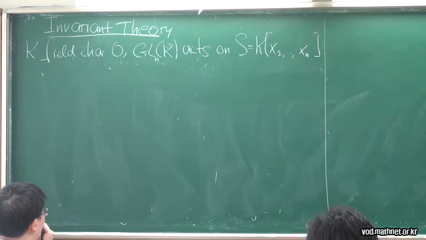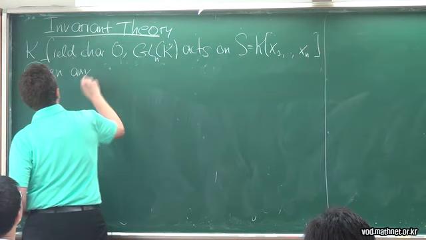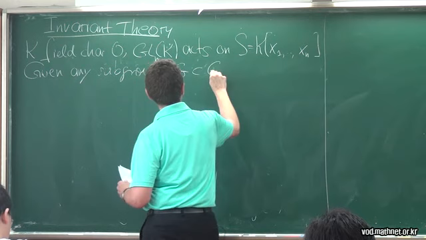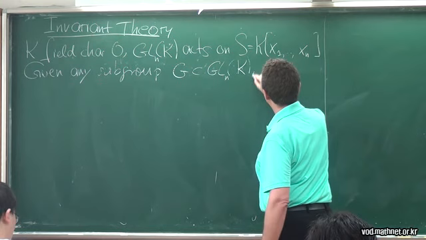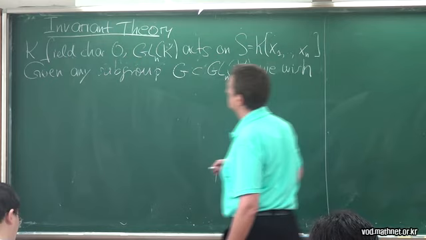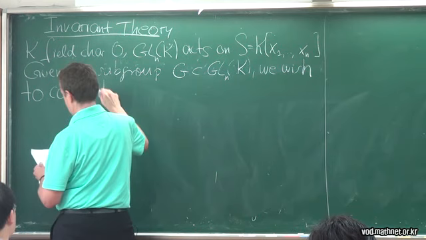Now, if you have a subgroup, given any subgroup G in GL n of k, we want to compute, we wish to compute the so-called invariant ring.